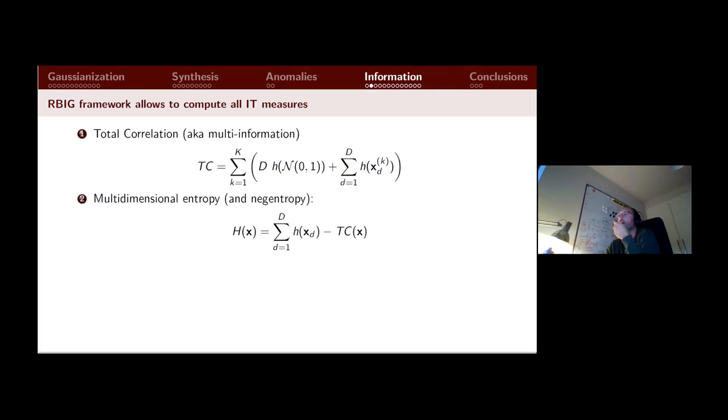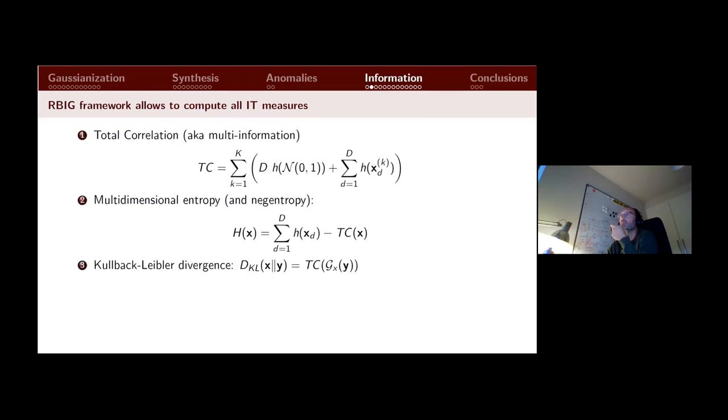The second measure that we are typically interested in is the multidimensional entropy, and this again can be put as a function of the total correlation as well, minus the sum of the marginal entropies. So all in all, the quantity is pretty simple to compute. You already have the TC because you have been training your Gaussianization technique, and then you have your model. Then you can accumulate all the marginal reductions in entropy, and then you compute the TC, and then you have also the sum of all the marginal entropies. So this is simple as well.